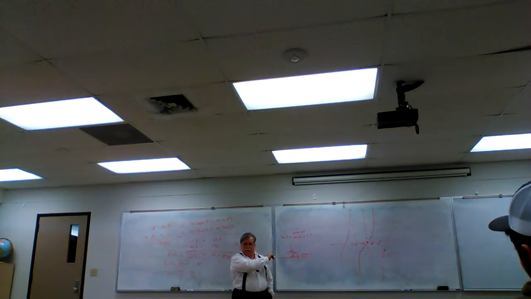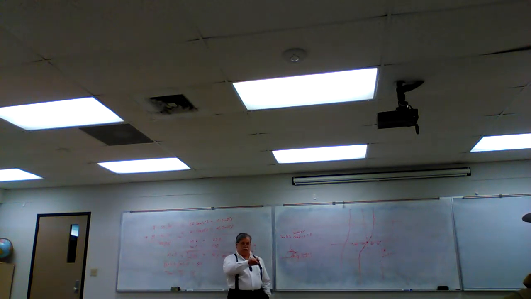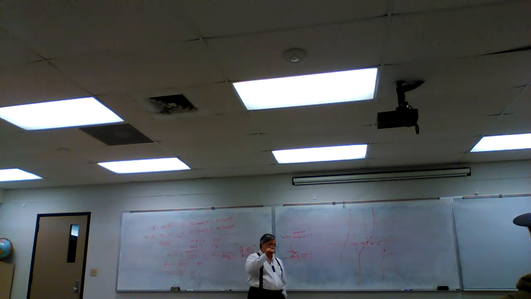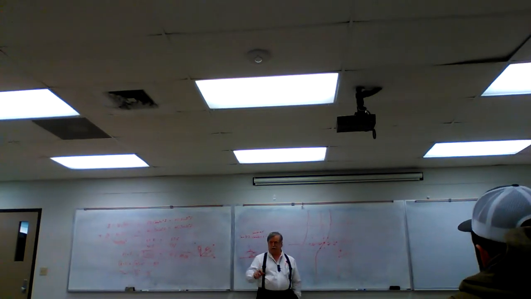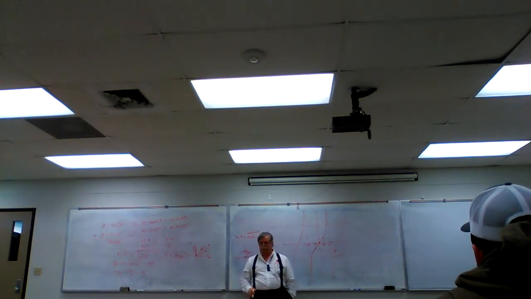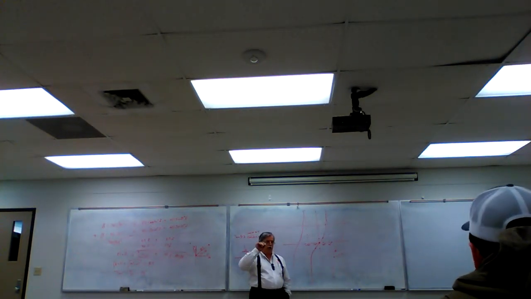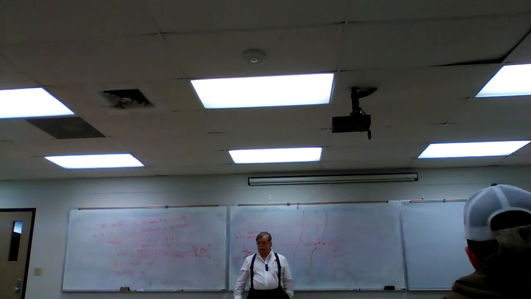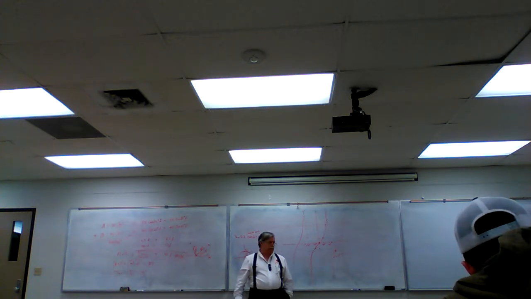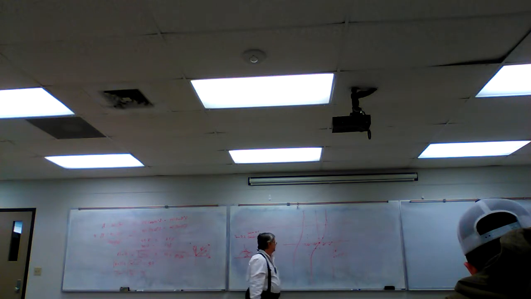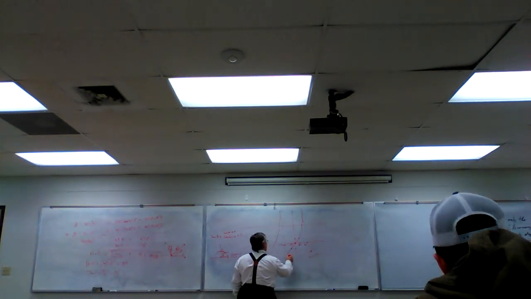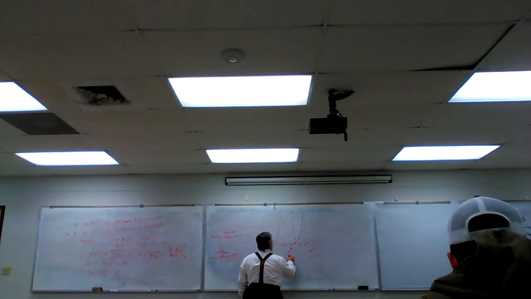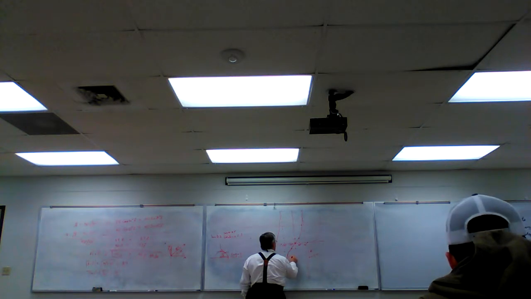Now, with that number, that minus 5 point something, everybody do this. Type in 100, hit tangent. Get that minus 5 point something something on your display. Now, hit inverse tangent. It's going to give you what? Minus 80 degrees.